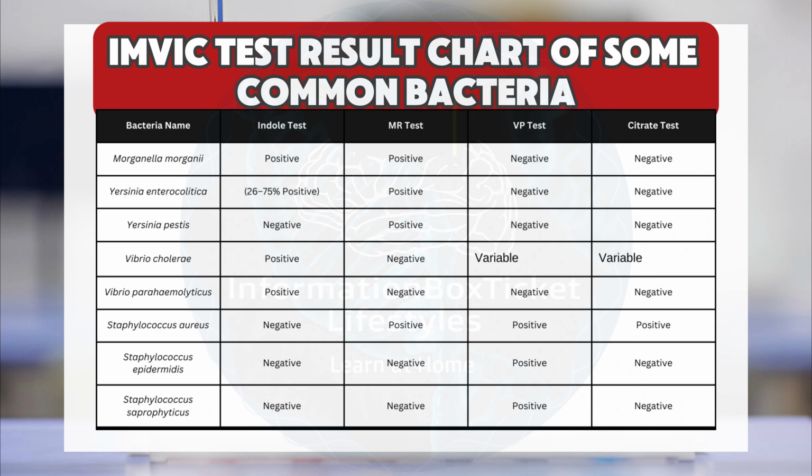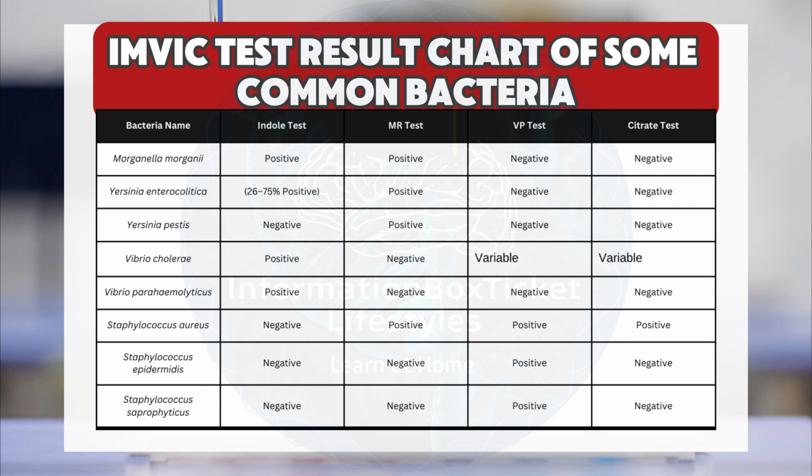Morganella morganii: positive indole, positive methyl red, negative Voges-Proskauer, negative citrate. Yersinia enterocolitica: indole positive in 26 to 75% of cases, positive methyl red, negative Voges-Proskauer, negative citrate. Yersinia pestis: negative indole, positive methyl red, negative Voges-Proskauer, negative citrate.